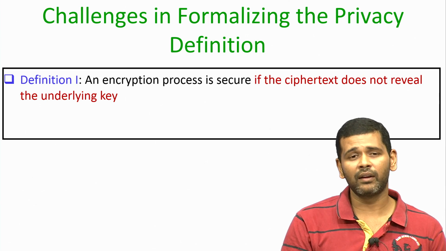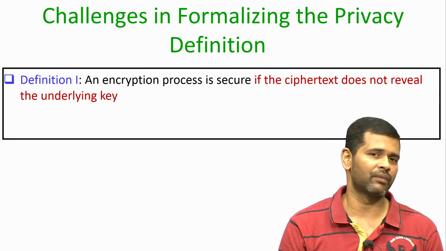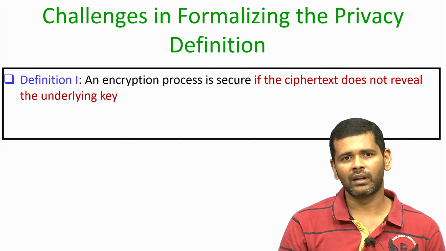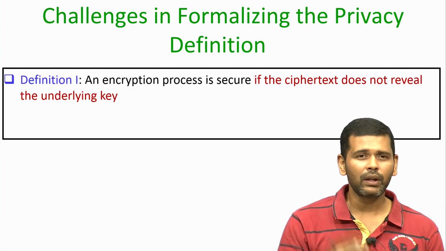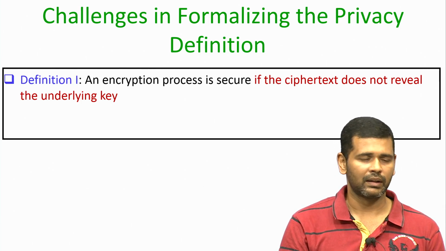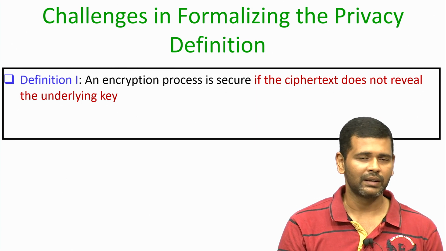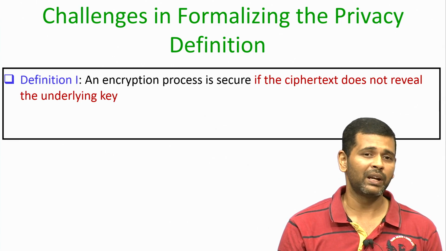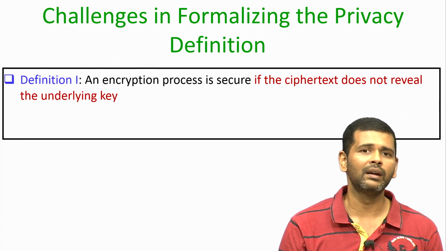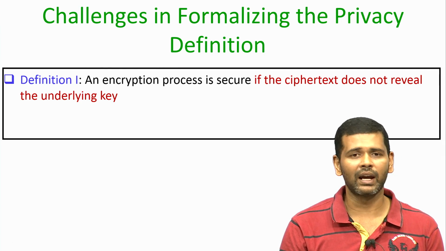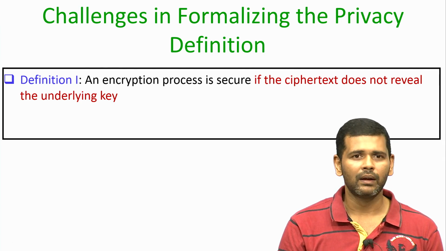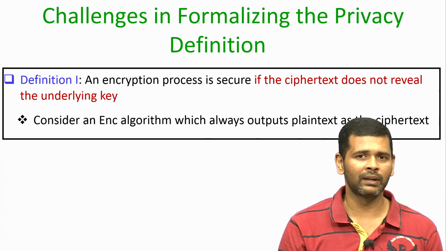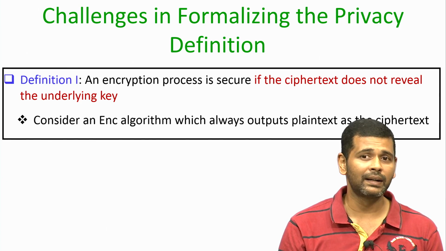My first candidate definition to formalize privacy is the following. I will say that an encryption process is secure if the ciphertext does not reveal the underlying key. The intuition behind this definition is that if the key is revealed to the adversary, then it can find out any subsequent message which has been encrypted under that key. So, the minimum requirement which I expect from any private encryption scheme is that the ciphertext should not reveal the underlying key. Well, it turns out that although this requirement is definitely meaningful for any secure encryption process, this definition is completely useless.